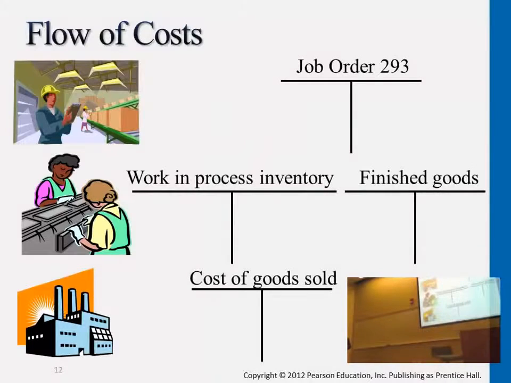To go over how we journalize and take care of T accounts for these manufacturing processes activities. Okay, so first of all, we have a customer's order that comes in. Let's say job order, we label it as number 293.